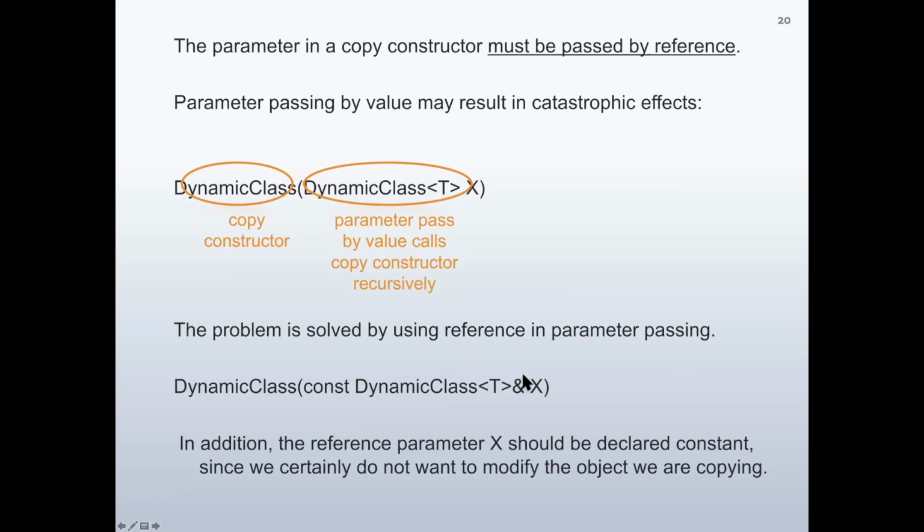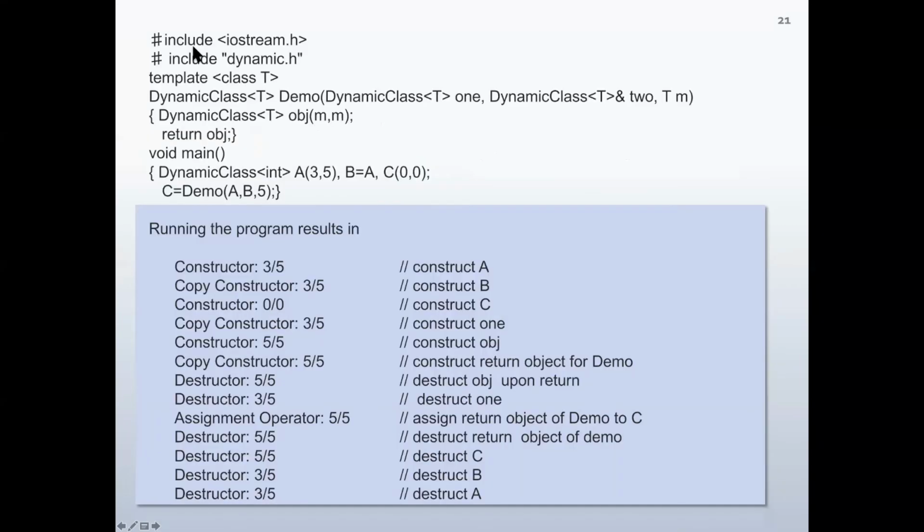Here, instead of parameter pass by value, we have parameter pass by reference. In addition, the reference parameter x should be declared as constant, since we certainly do not want to modify the object we are copying. Now we will consider an example to examine when constructor, copy constructor, or destructor is called, and also the assign operator.